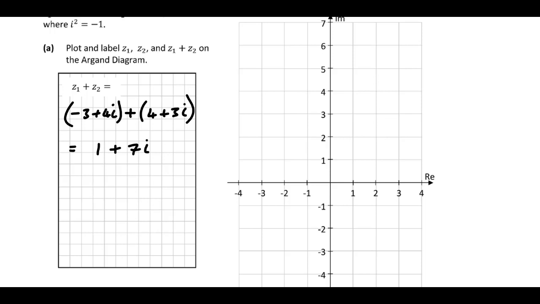Now you just got to plot these three. So let's see, we have Z1 is minus 3 plus 4i. Minus 3 plus 4i is here. So that's Z1.